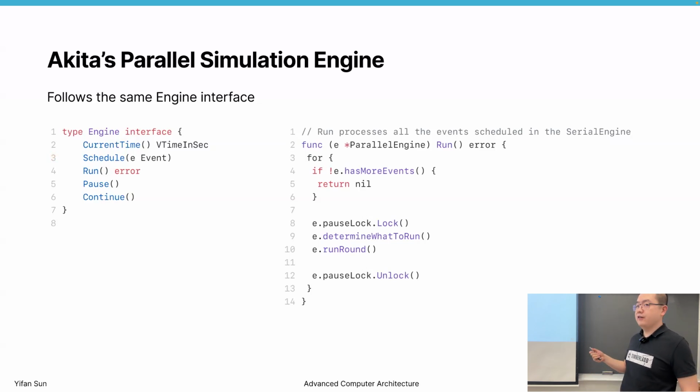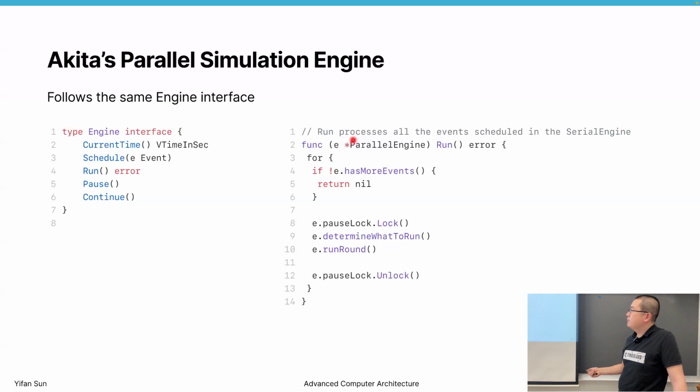From the perspective of a component, when scheduling events for the future, or when a user is implementing a component, which is the part the user mostly wants to implement, the digital circuit logic, they don't need to know if they're working with a parallel engine or a serial engine. They only know they're working with an engine, and they can schedule an event that will happen in the future. So this is a programmer-transparent way of implementing a parallel simulation.